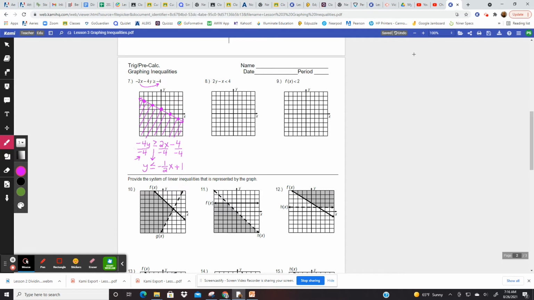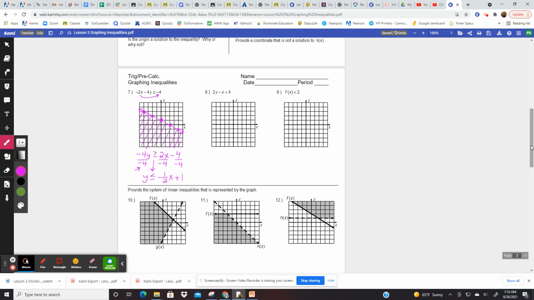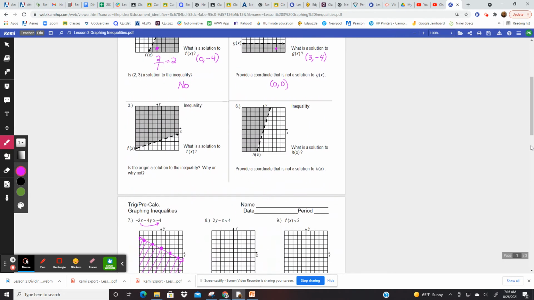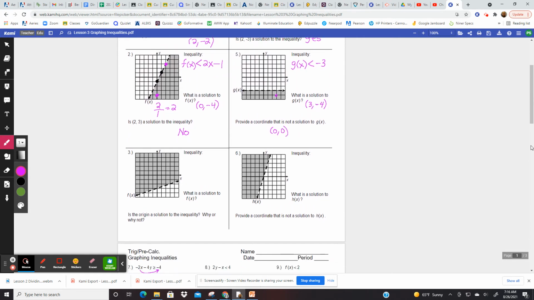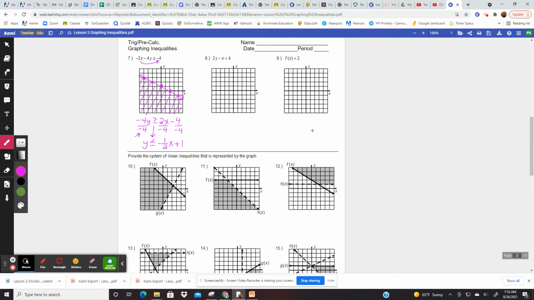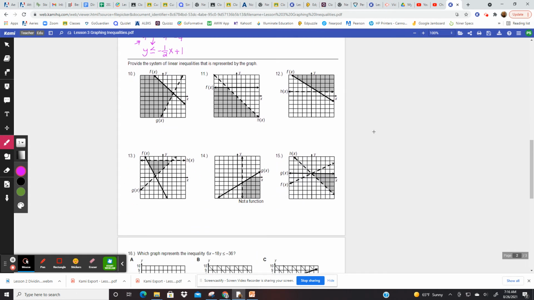Okay, and then for number 9, if you want an example to see for number 9, you can look at number 5. Oh, and this one doesn't show the function, it's a y, so I don't have to label it f of x or anything. But number 9, you should label it. Okay, and then this next set here, what we're doing is looking at a system, which is more than one inequality. So we'll just do one at a time.